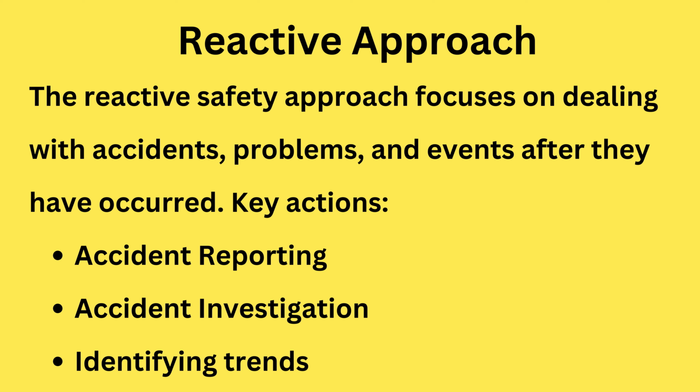Here's what reactive safety entails: reporting accidents to document the details, investigating incidents to understand the root causes, identifying trends to recognize patterns and prevent recurrence. When accidents happen, reactive safety kicks in to minimize the damage. This approach has saved lives and reduced injuries, but it has its limits. It's like putting out fires after they've started, rather than preventing them from sparking in the first place.